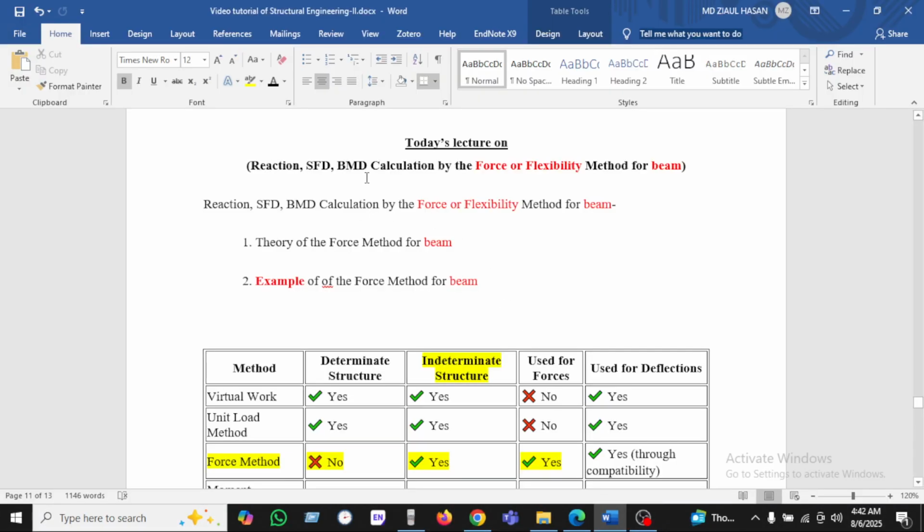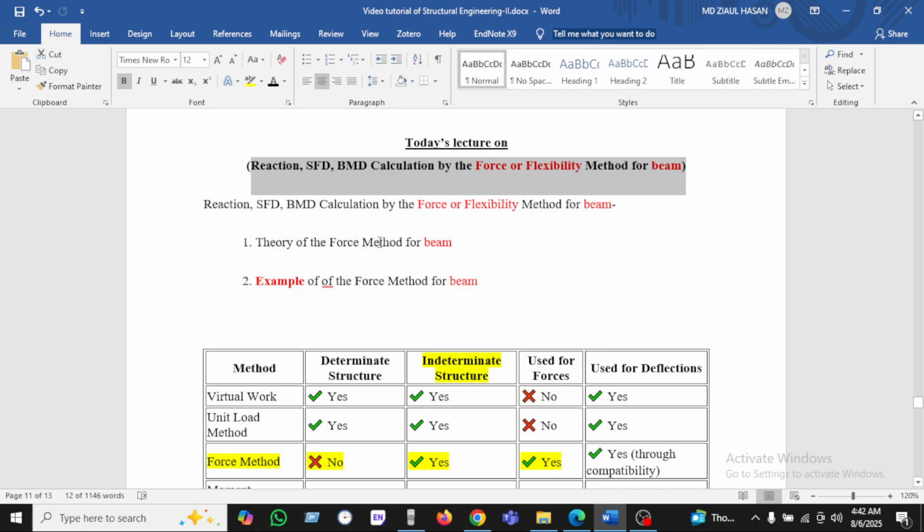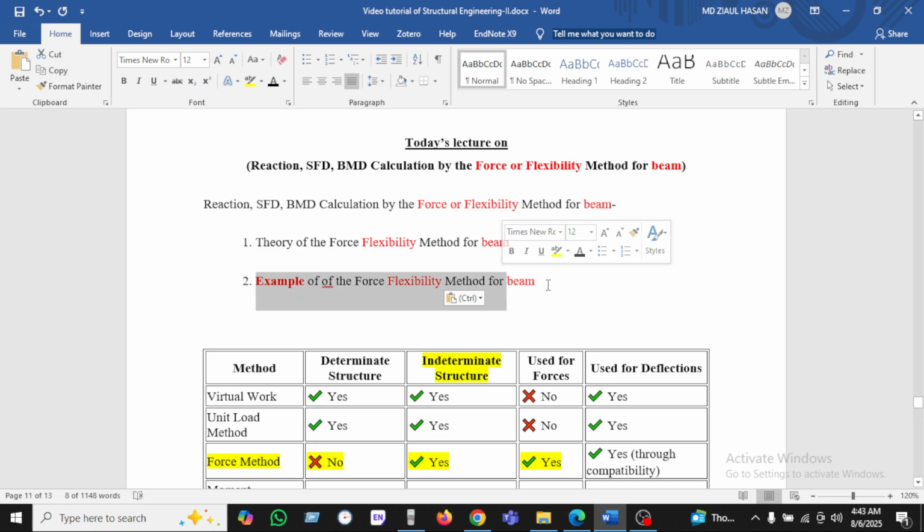Hello everyone, today I am going to deliver lecture 1: reaction, shear force and bending moment diagram calculated by the force or flexibility method for beams. Firstly, I will try to cover the theory of the force or flexibility method, and then I will give some examples of the force or flexibility method.